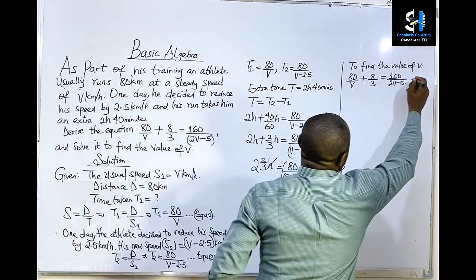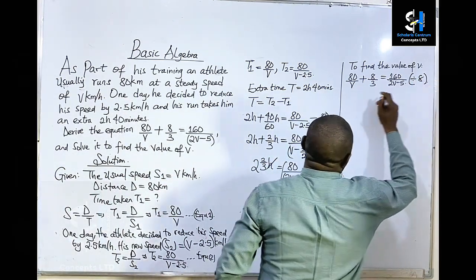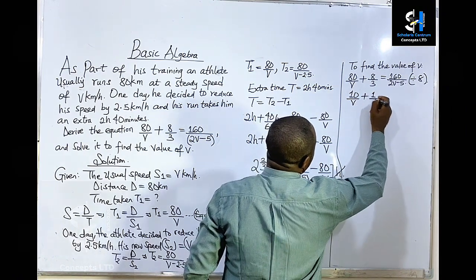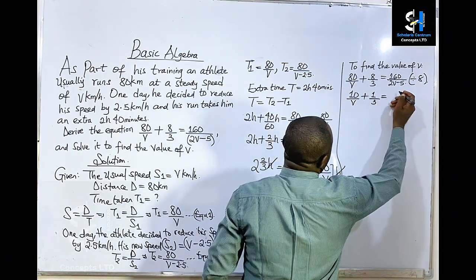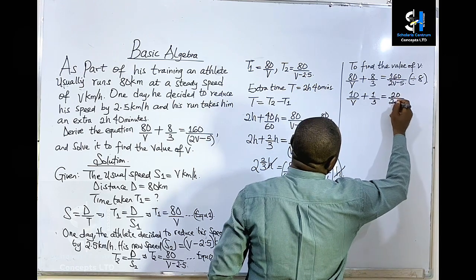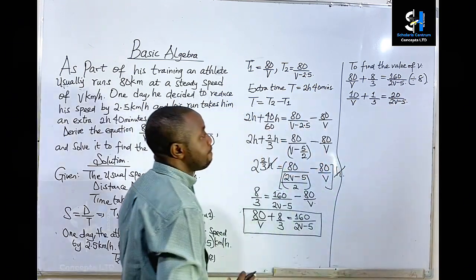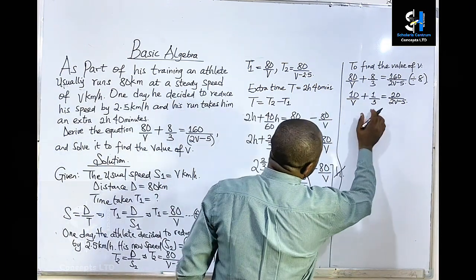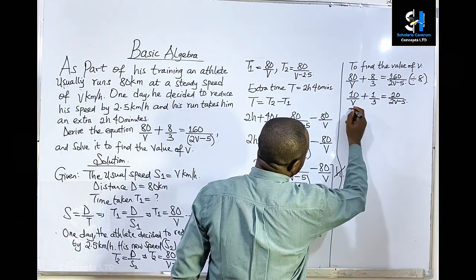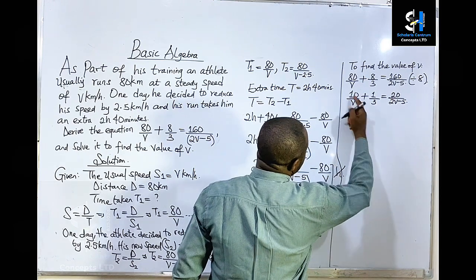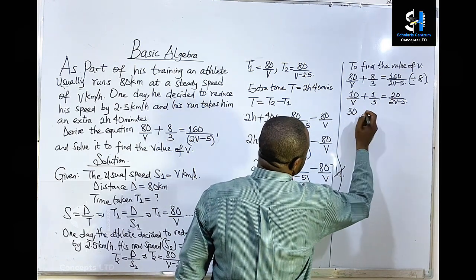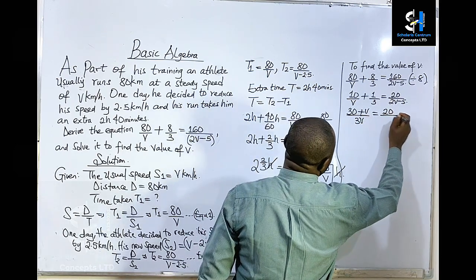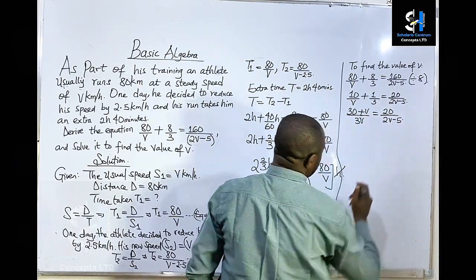So when this equation is divided by 8, this becomes 10 over V plus 1 over 3, and this becomes 20 over what? 2V minus 5. That's it. Okay, now then we can reduce the left hand side. Let's reduce the left hand side. The left hand side becomes 3 times 10, that's 30, plus V over 3V equals to 20 over 2V minus 5.